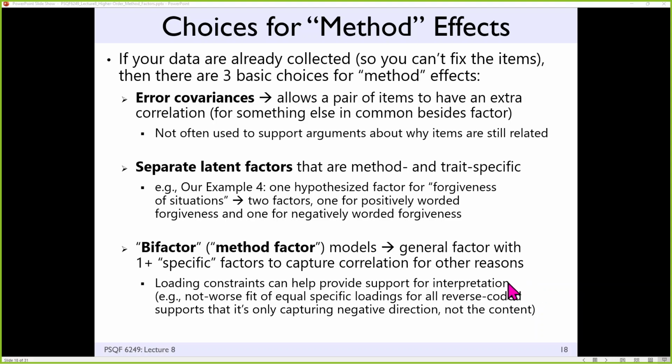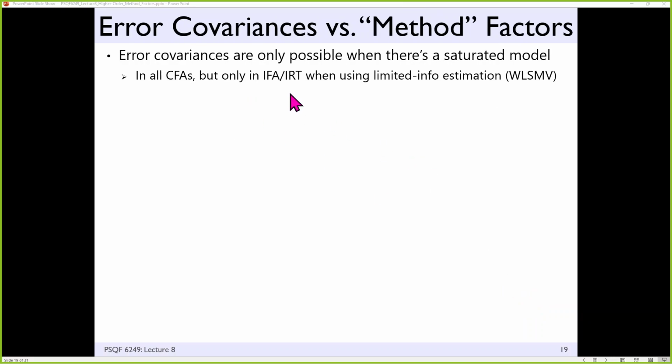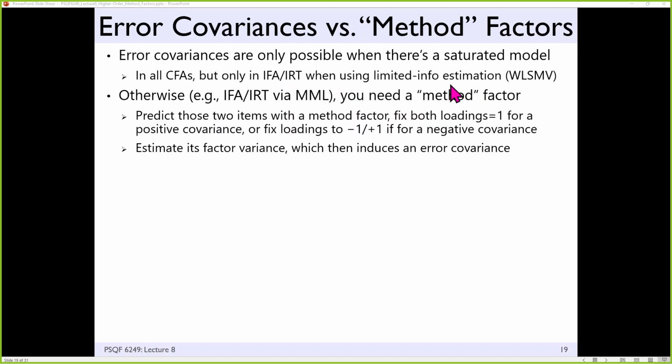So error covariances are only possible when there is a saturated model. Yeah, I knew I had that in there somewhere. I just couldn't remember where. So when there's a covariance matrix to come back to, all of CFA only when using limited information estimation for IRT.